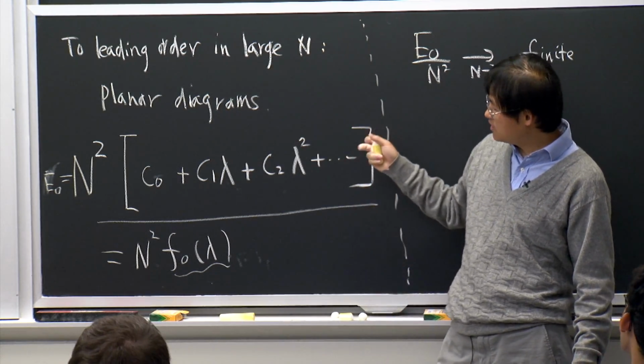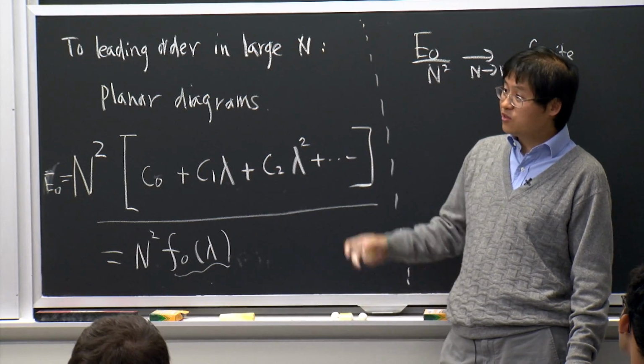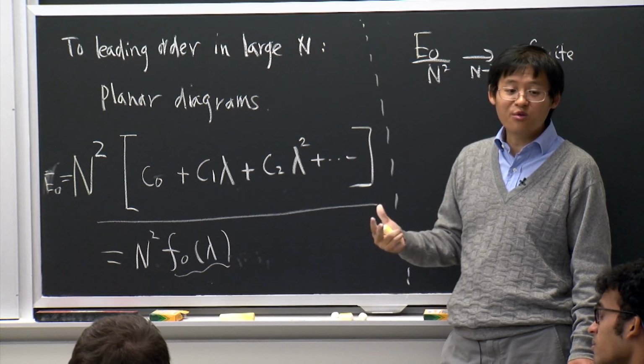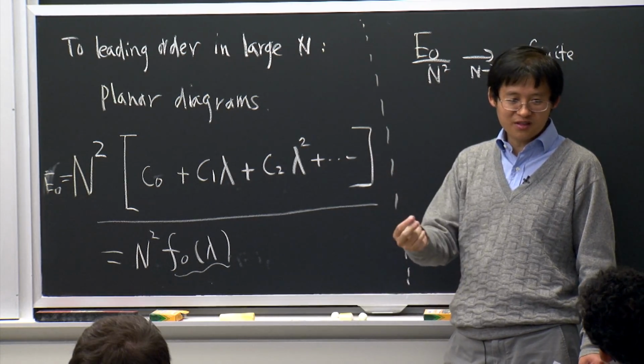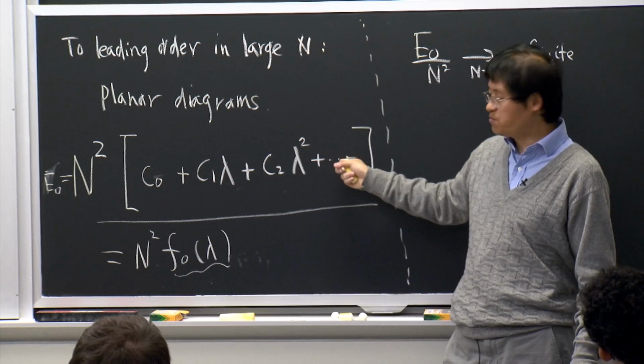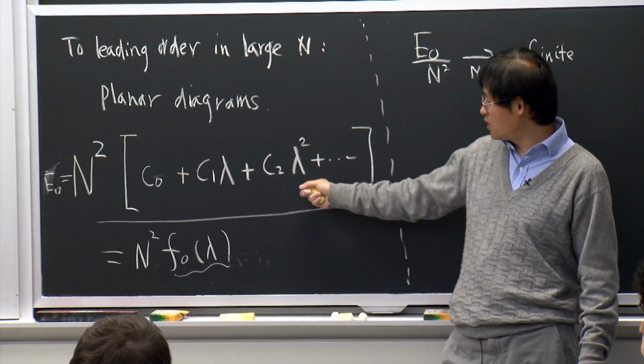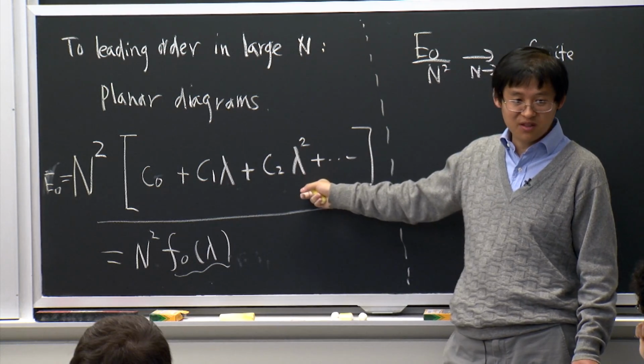But the thing is convergent here, because if you consider the planar diagrams, the number of planar diagrams is very, very small. It only increases with n as a power of n rather than as a factorial of n. And so you can make lambda small enough, then this can be convergent.